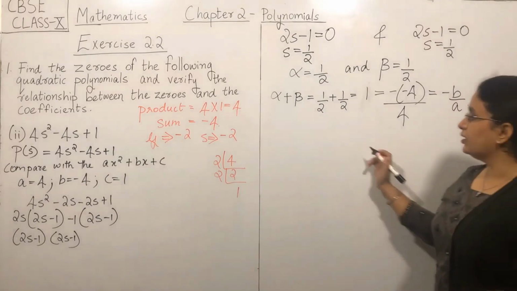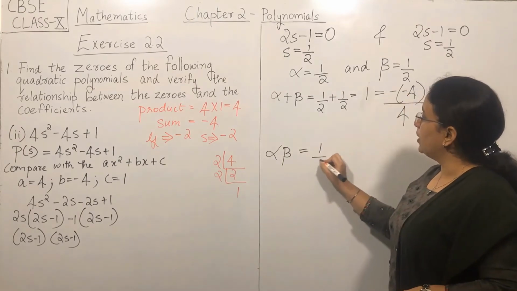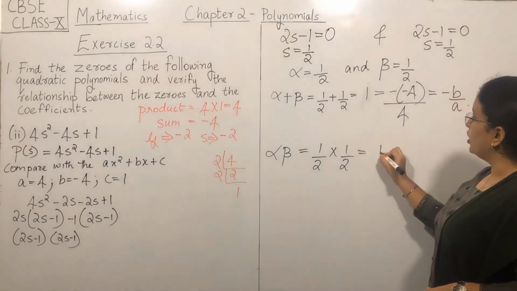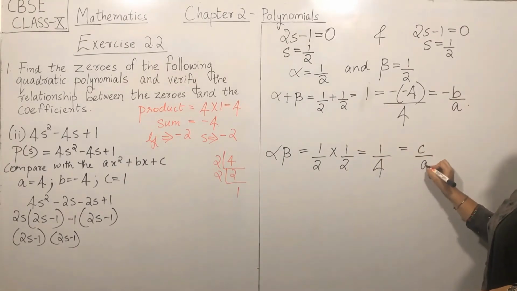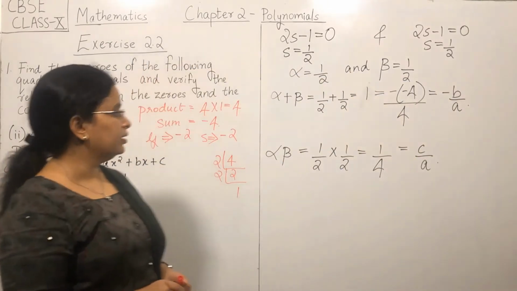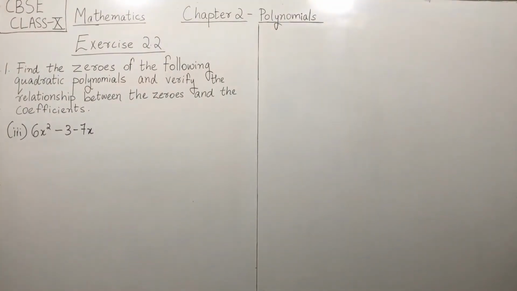Now we can move to the second case, that is alpha into beta. That is 1 by 2 into 1 by 2 equals 1 by 4 equals c by a. Hence we verified both the cases. Solve the question.